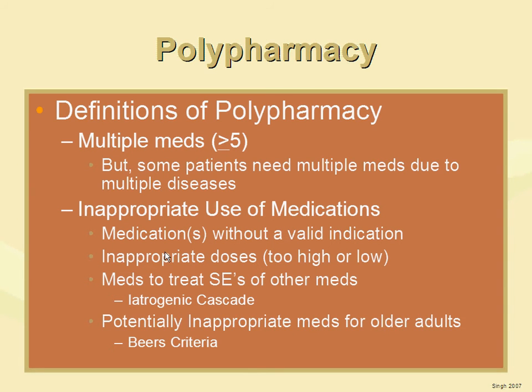The third case, medications used to treat the side effects of other medications. This is referred to as the iatrogenic cascade. This we'll come back to. It's very important. Potentially inappropriate medications for older adults. This is the Beers criteria, which we'll also come back to.